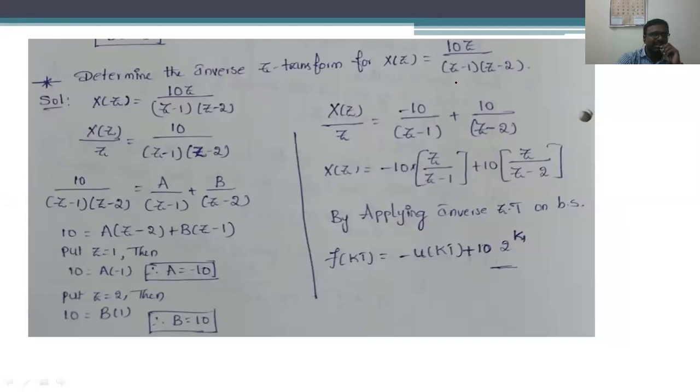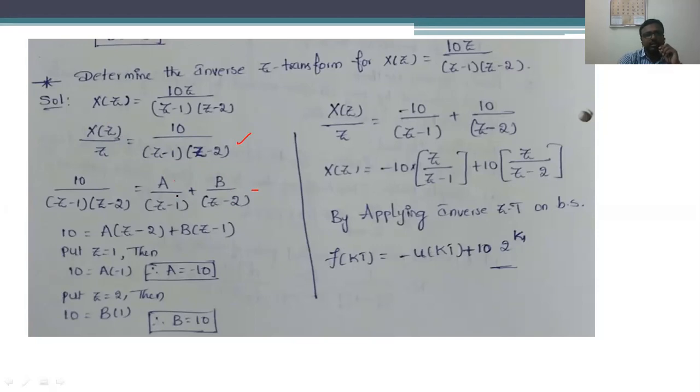So in order to perform the partial fraction method, the entire expression has to be represented as x of z divided by z. Therefore, x of z divided by z is equal to 10 divided by z minus 1 into z minus 2. Converting this into the partial fraction expansion, upon application of the partial fraction, it is represented as a divided by z minus 1 plus b divided by z minus 2.